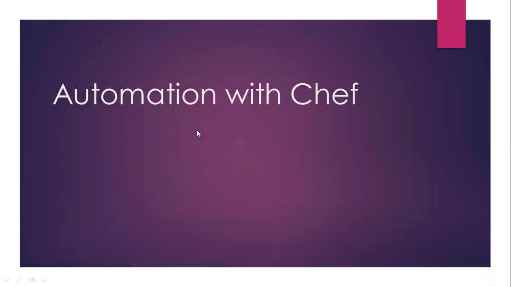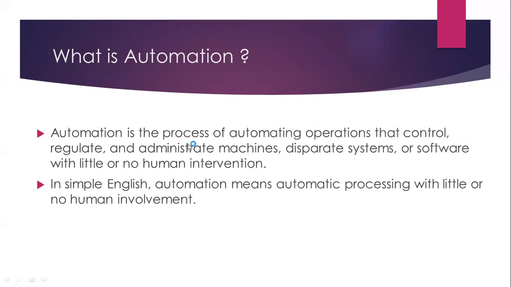So what do you mean by automation? Whatever we just now discussed is all about automation. But the book definition is the process of automating the entire human repetitive task with little or no human involvement.